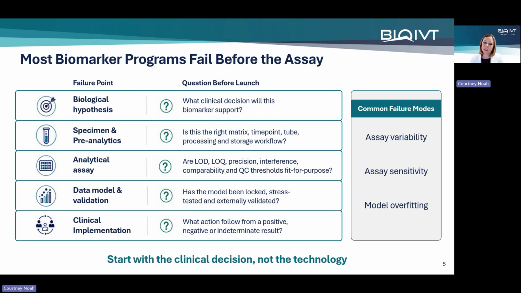And finally, you need to make sure that you're asking what clinical action is going to follow from this result. Whether it's positive, negative, or indeterminate, you need to make sure that there's an outcome from these implications. And the reality is that many biomarker programs fail not because the assay itself is poor, but because these earlier design decisions weren't adequately addressed or fully optimized.